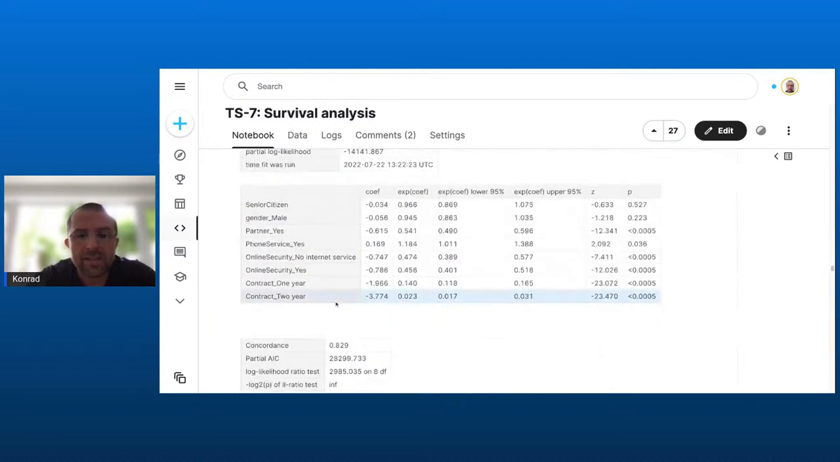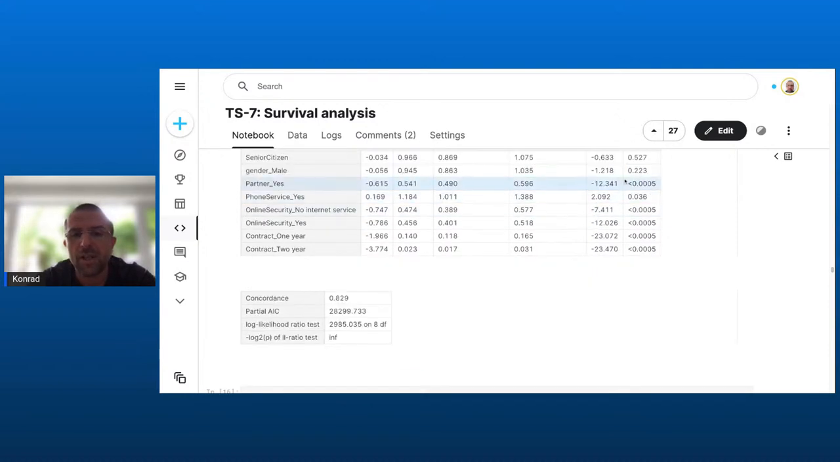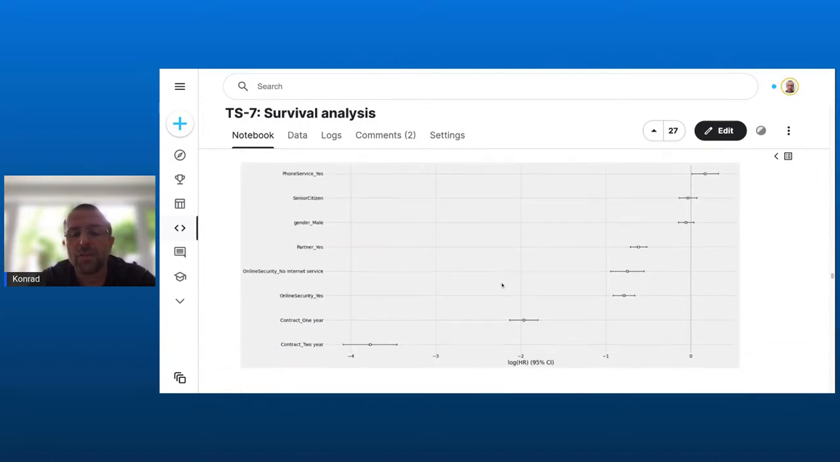We can see which coefficients, which variables are most important in our context, with the usual setup. So the coefficient, the exponent of the coefficient, because remember, they are impacting the hazard rate in a multiplicative manner, upper and lower end of the interval, z-test for statistical significance, etc. What can we say about the individual risk factors?